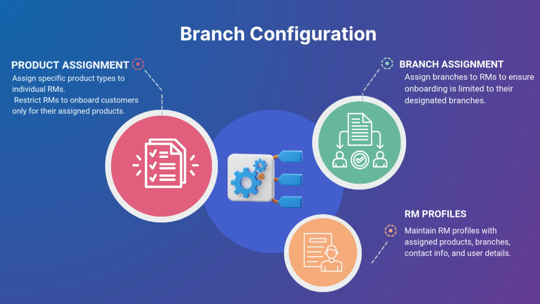Branch configuration ensures precise control over RM responsibilities within the onboarding process. Each relationship manager can be assigned specific product types, ensuring they only onboard customers for products relevant to their role. Similarly, branches can be assigned to individual RMs, limiting onboarding activity to their designated branch locations. The RM profile captures all essential details: assigned products, branch allocations, contact information, and user credentials, enabling clear visibility and effective role-based access control. With branch configuration, you streamline onboarding while maintaining accuracy, accountability, and compliance.